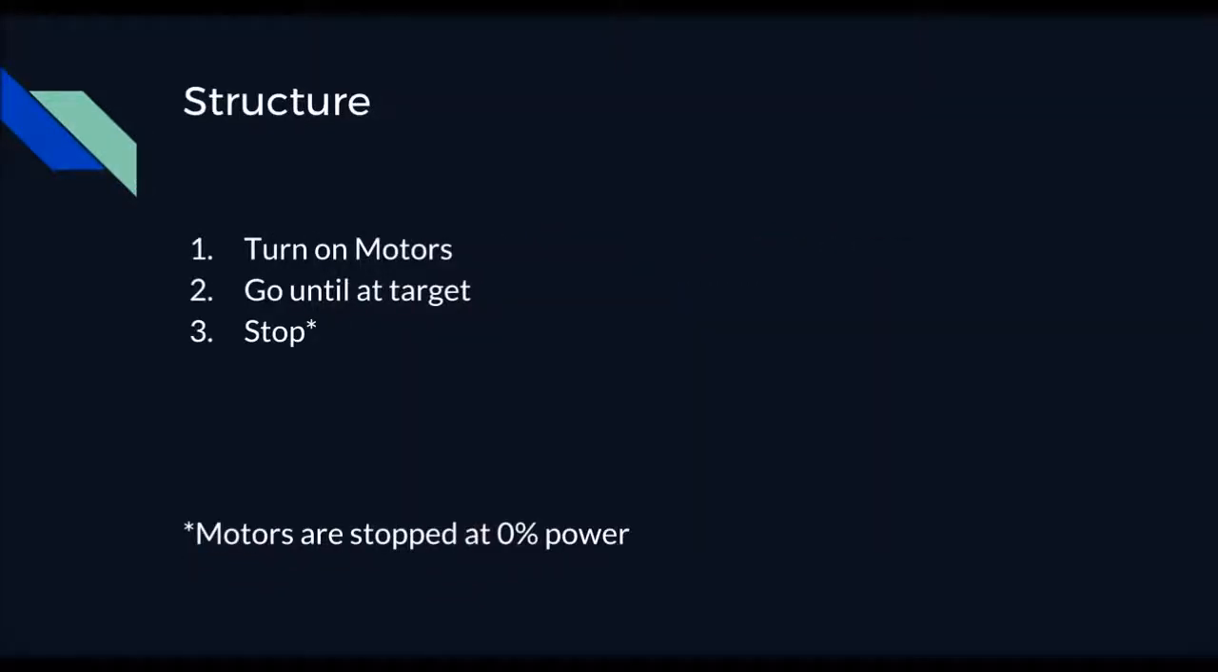So let's talk about the structure of this in pseudocode. We start out, we're going to turn on our motors, and then we're going to take that loop structure that we just had and use it to go until we hit a target. Once we're done with that, then we're going to stop. Just as a quick side note, the motors are stopped at 0% power, so you tell them to go to 0% and they should brake.